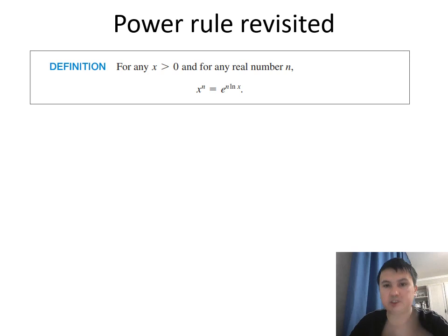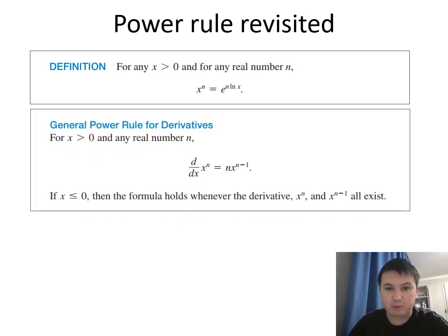Okay, so let's revisit the power rule. What was the power rule? It says the derivative of x to the n is n times x to the n minus 1. And this is in fact true for any real number. We were already applying this, right? But we never proved it. It's possible to prove it when n is a positive integer, right? But for the other cases we never discussed, right?